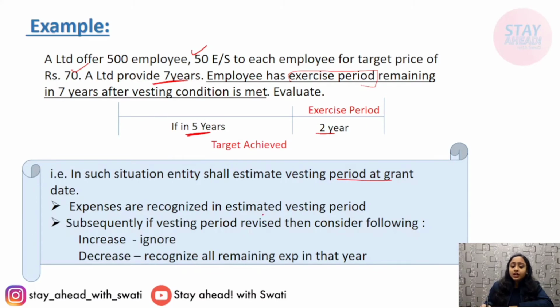Expenses are recognized in the estimated vesting period. Estimated vesting period, for example, 7 years. The expenses will be divided over those 7 years on the SLM basis. You know this already. In case subsequently the vesting period is revised, for example, it gets higher or it gets lower: in case it increases, then ignore. You need to recognize only on the SLM basis over the vesting period which was decided on the grant date itself. But if in case it decreases, and it says, okay, 2 years, and the conditions are met, we will recognize the whole of the expense today itself, immediately. Recognize all the remaining expense in the year in which such condition has been met.